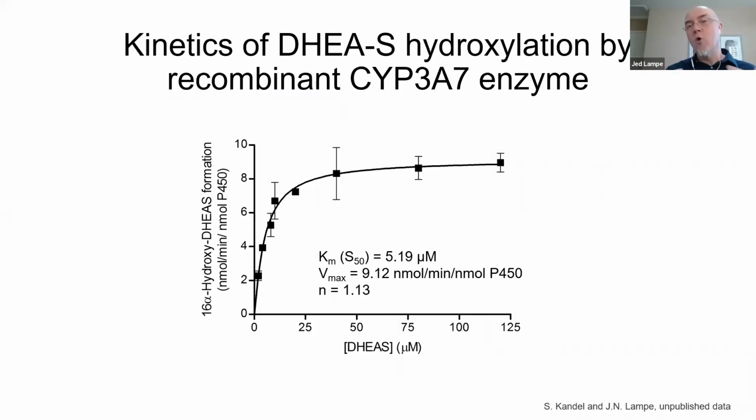But first, we needed a more relevant assay. The data I showed you earlier with the IC50s was with this luminescent substrate, and that's not very reflective of DHEAS oxidation. So we went back to mass spec, developed a DHEAS assay, and we were able to get the kinetics for oxidation with purified CYP3A7. So we showed the KM is around 5 micromolar and the Vmax around 9.